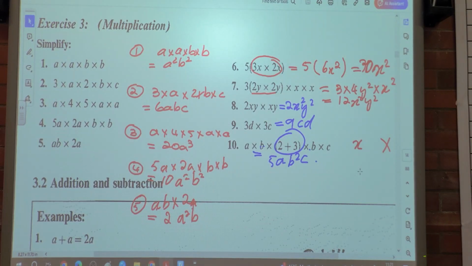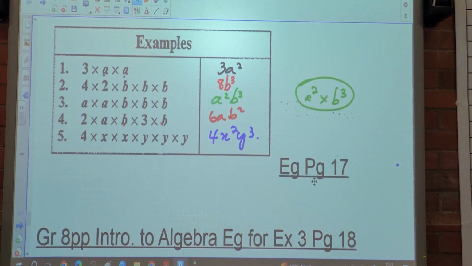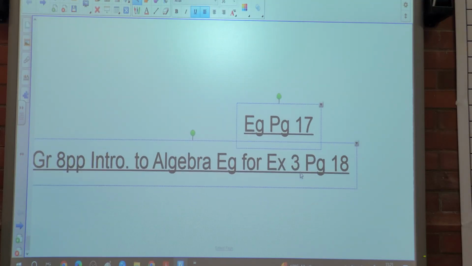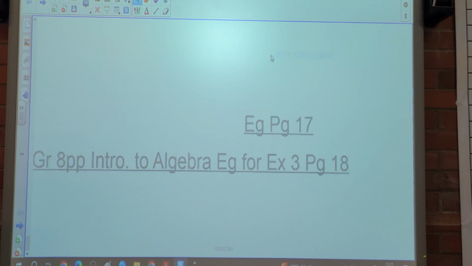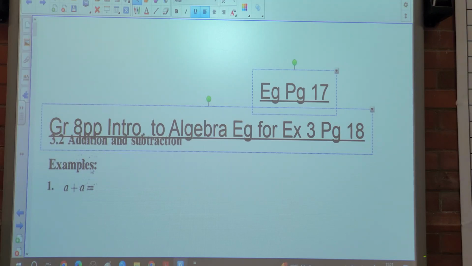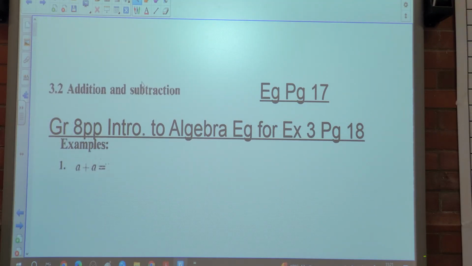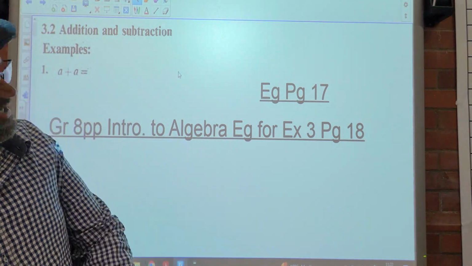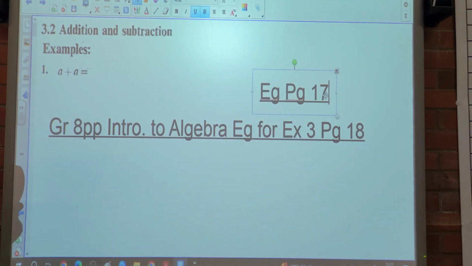Okay, so this was the exercise that we just did. The full lesson can be found in the description box below. Okay. So now we're going to look at the examples for exercise 4. The examples for exercise 4 is on page 18, and exercise 4 is also on page 18.